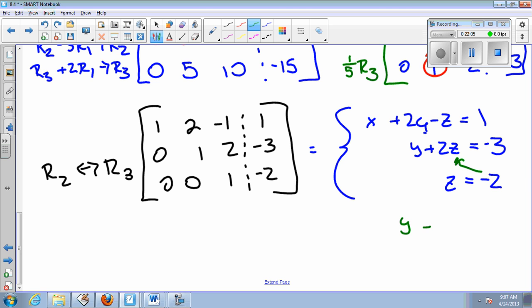y is going to go to 1. And then we're going to plug in negative 2 for z and 1 for y. So we're going to get x plus 2 plus 2 equals 1. So that's 4 and 1. And so we get x to be negative 3. So just write your answer as a point. Negative 3, 1, negative 2.